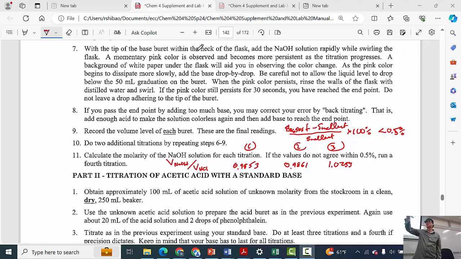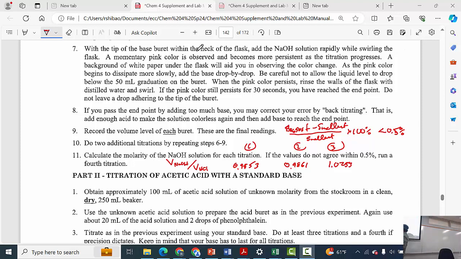Yeah, this is still persisting. The color is still pink. Do you see that? And so we're good there. So what I'm going to do is refill these if I need to. It doesn't look like I need to. Maybe I just didn't add enough base. But if I need to, I'll refill these. I don't want to go below 50 here. And then do it again.